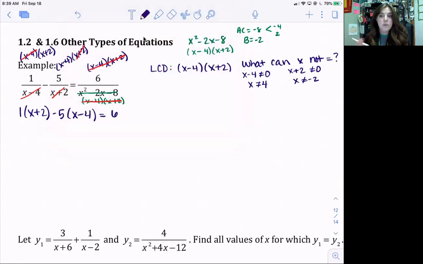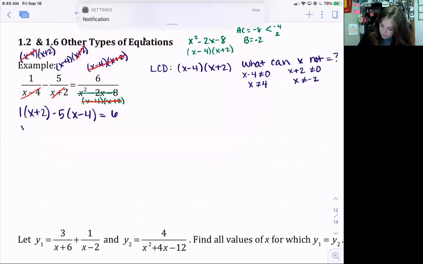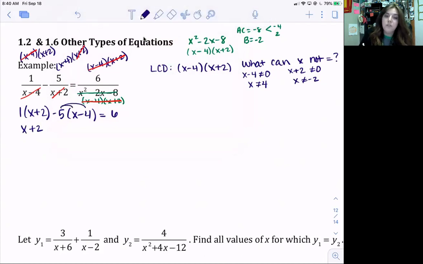Now we can just distribute and solve just like we did with linear equations. So 1 times the quantity x plus 2 is just x plus 2. Distribute the negative 5, careful to distribute the negative with it. So we have negative 5x plus 20 equals 6. And then combine like terms. So x minus 5x is a negative 4x, and 2 plus 20 is 22, equals 6.